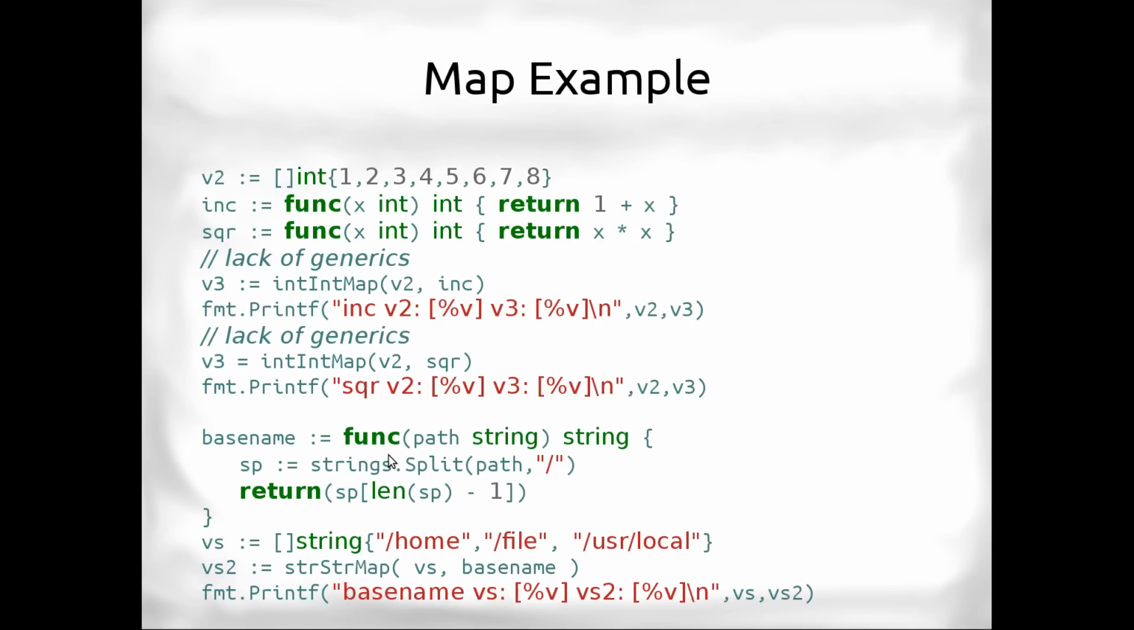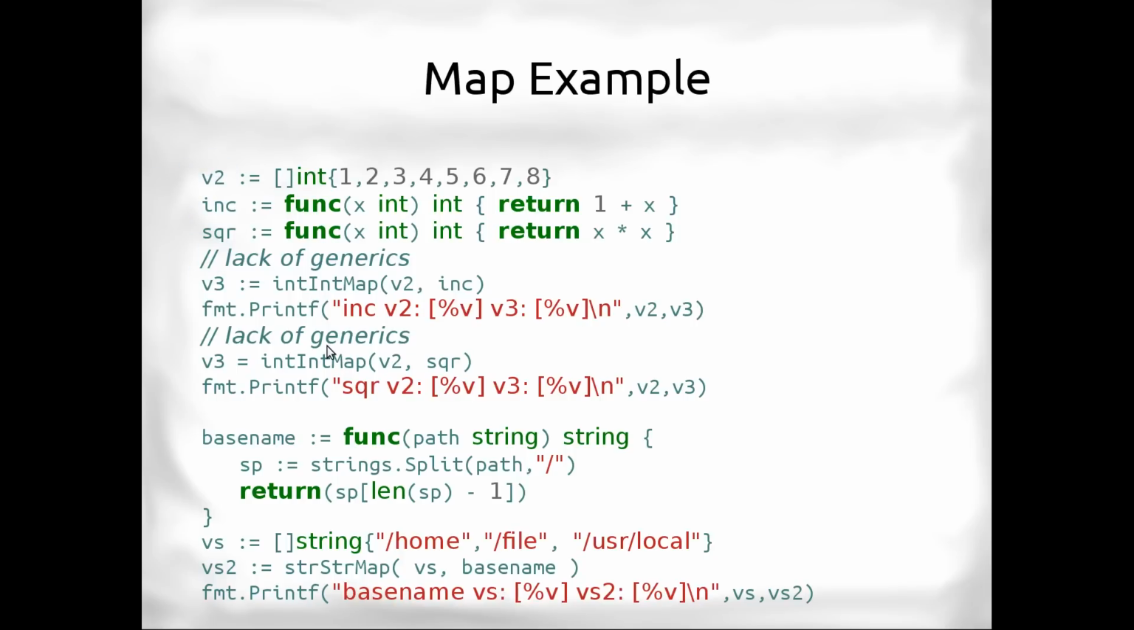How can we use this? Well, let's look at int map. Let's make this slice of ints from 1 to 8, and we've got inc and square. Inc takes a value and returns that value plus 1. Square squares a value. So we go v3 equals int map v2 inc. This is v2, and we pass the inc function. Then it will apply that and produce a new list. This slice will be independent of this slice, and it will not get mutated.